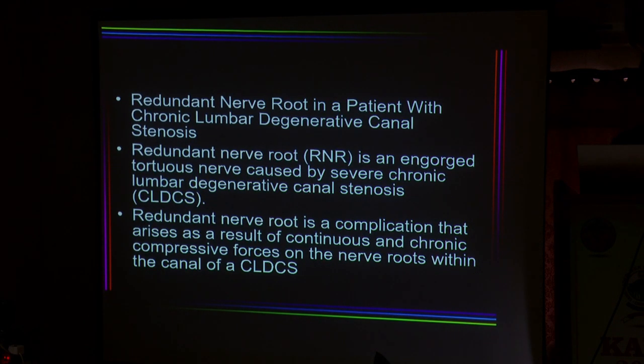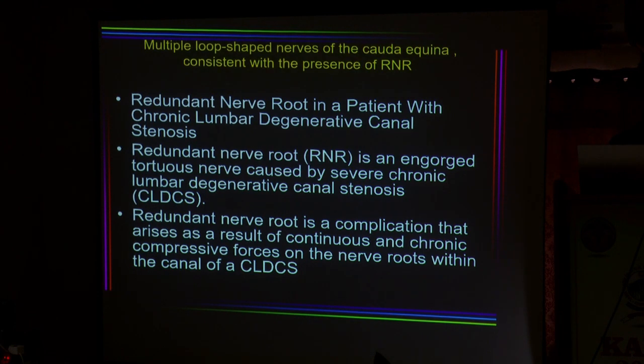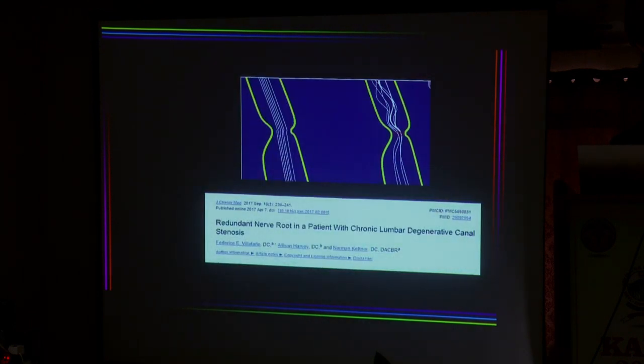So this is a redundant nerve root in patients with chronic lumbar canal stenosis, and this complication arises due to the continuous and chronic compressive forces on the nerve roots within the canal. So that is the article which has been describing redundant nerve root.